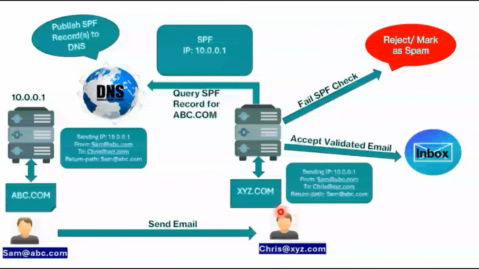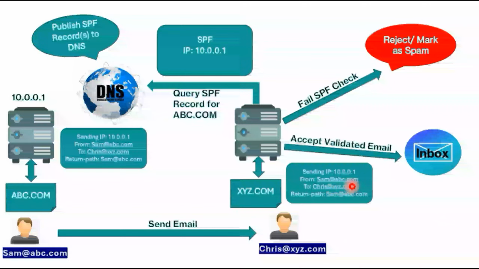Upon receiving the email, the recipient email server will examine the return path, that is sam@abc.com, and at this point the recipient server knows that the email has come from abc.com. But how does the server verify that the connecting IP address, or the sending IP address, belongs to the abc.com domain? To do this, the recipient server will query the public DNS of abc.com using the domain name from the from address.